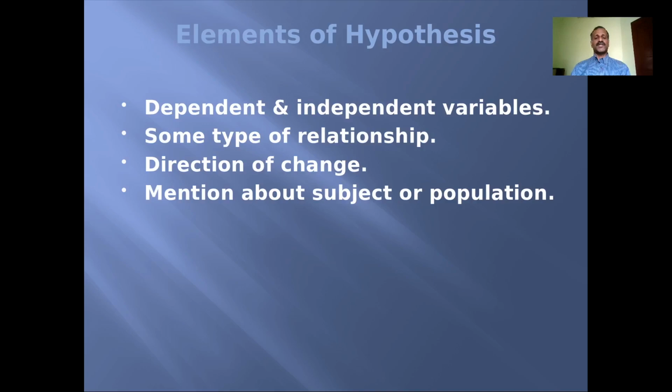Then direction of change, especially for the directional hypothesis, that is increase or decrease or good or bad, whatever it is. Then mention of the subject or the population. So that is also needed for formulating hypothesis. So these are the elements: independent and dependent variables, some type of relationship, direction of change, and mention of the subject or population.